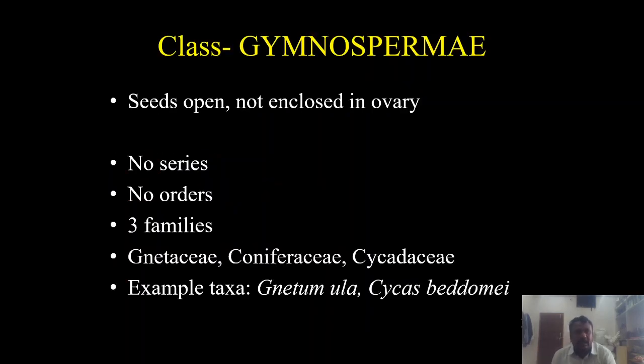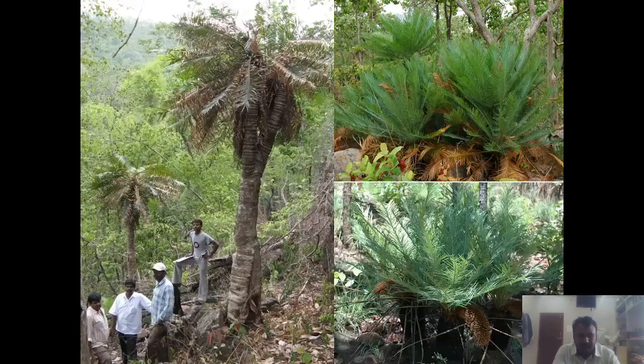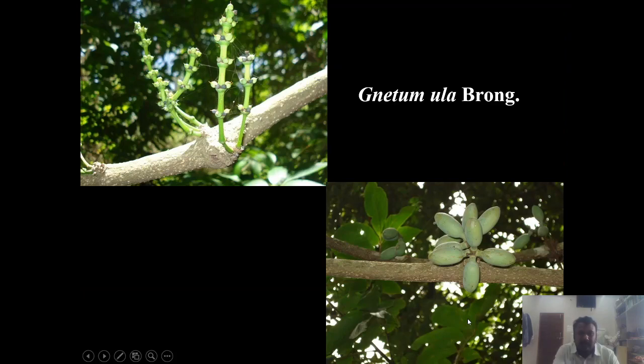Now the class Gymnospermae. Here the major important character: seeds are open, not enclosed in ovary. No series, no orders, only 3 families were there: Cycadaceae, Coniferae and then Gnetaceae. And these are Cycas revoluta, Cycas beddomei female, Cycas beddomei male. And Gnetum.